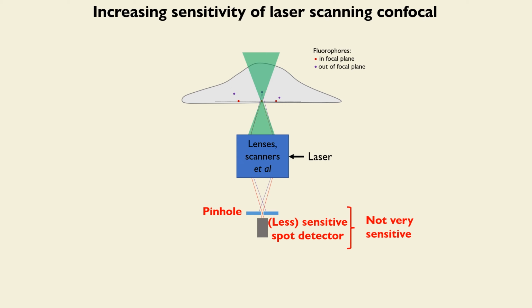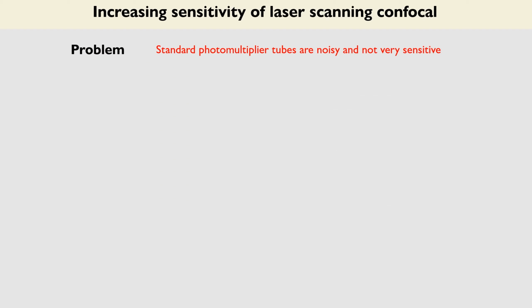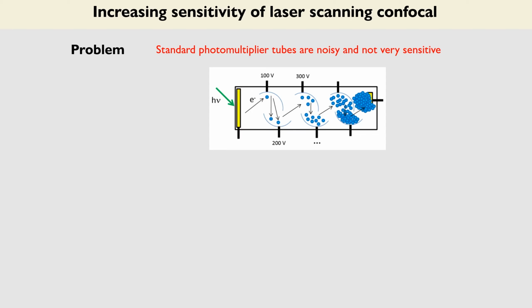So let's see what we can do about sensitivity. How can we increase the sensitivity of a laser scanning confocal? The problem, just to state it more explicitly, is that standard photomultiplier tubes are noisy and not very sensitive. The way a PMT works is that a photon hits a sensitive material, an electron is released, that electron is amplified in a chain reaction, an electrical signal is measured at the end of that chain and is converted into a number.